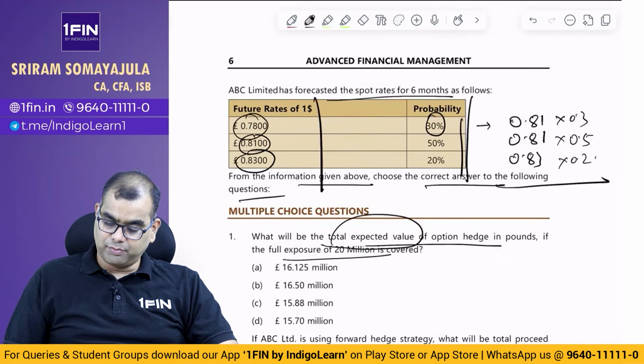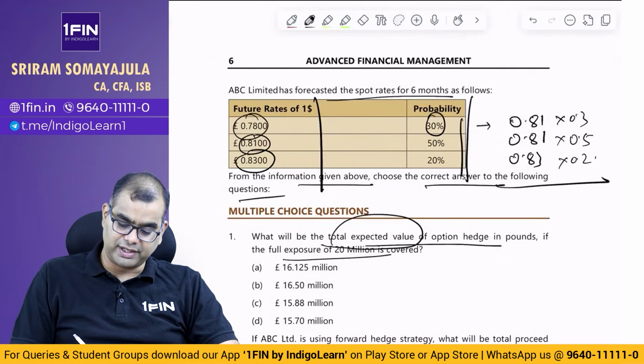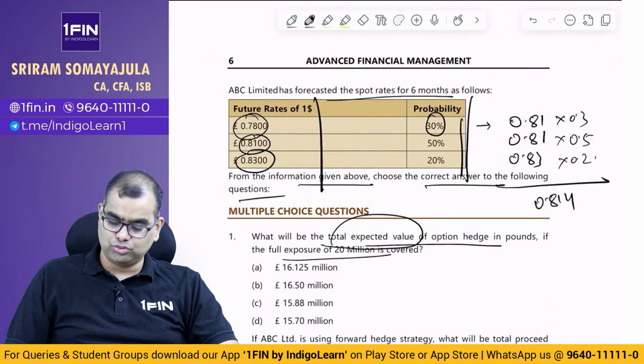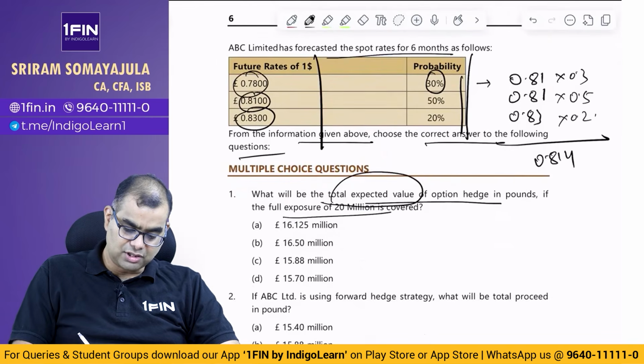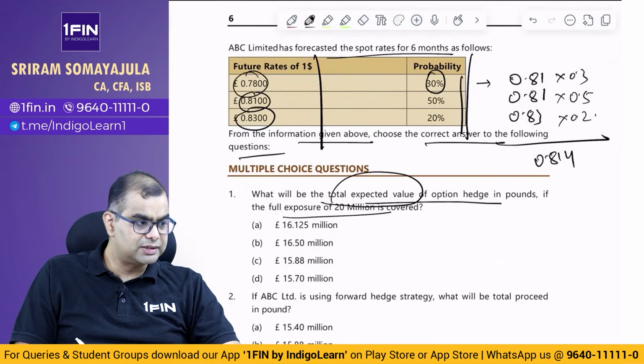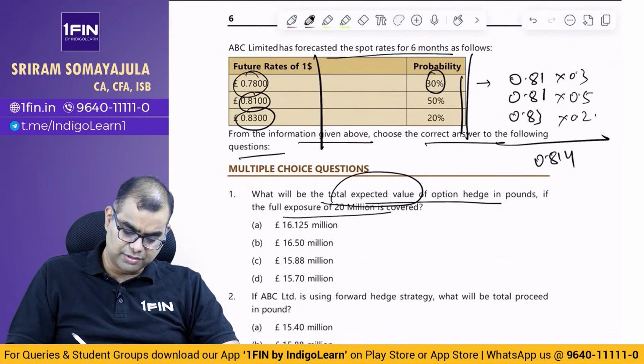0.81 into 0.3 is equal to M plus, 0.81 into 0.5 is equal to M plus, 0.83 into 0.2 is equal to M plus. Memory recall, you get 0.814. This into 20 million, you get 16.28. So it's not 0.83. Now 16.28 is also not here.